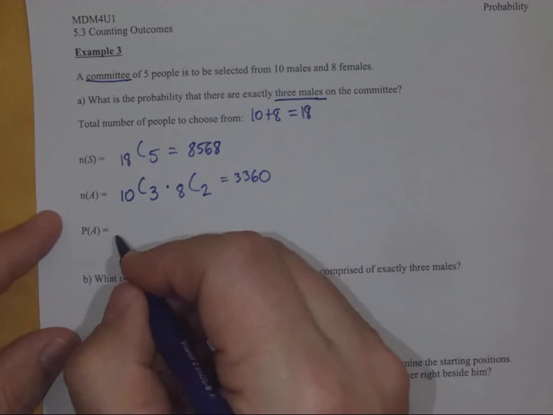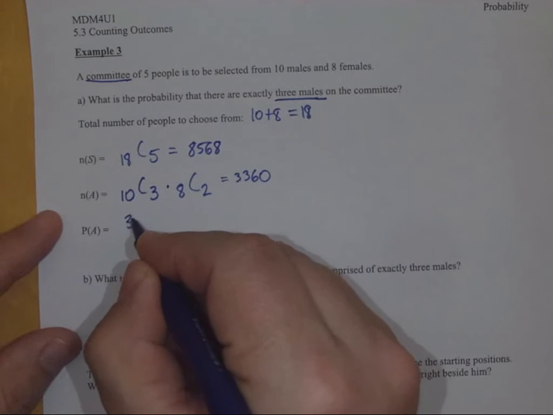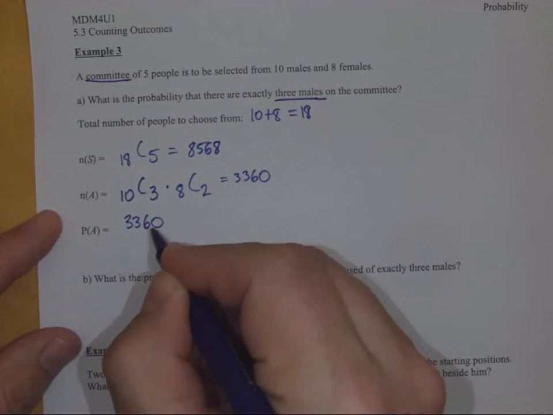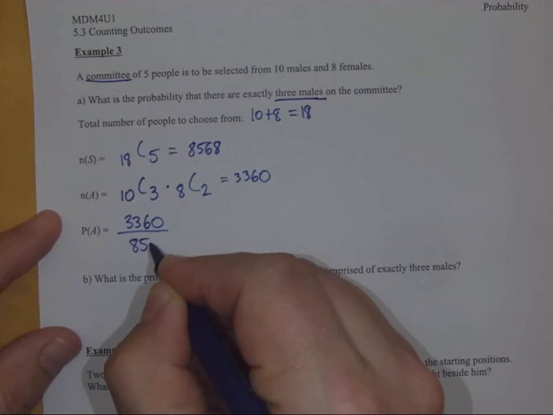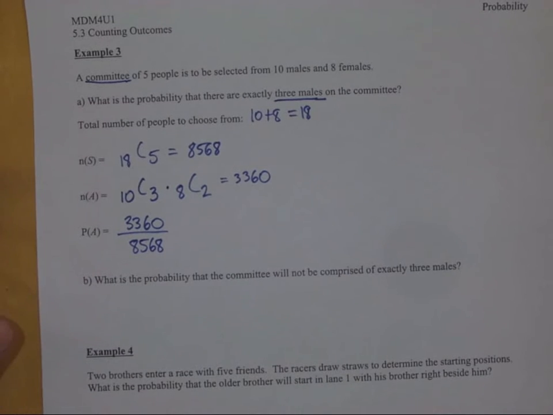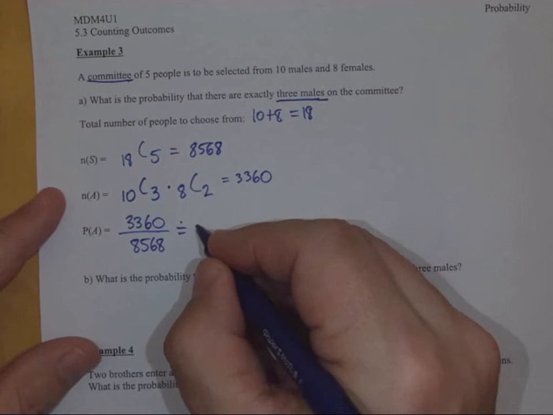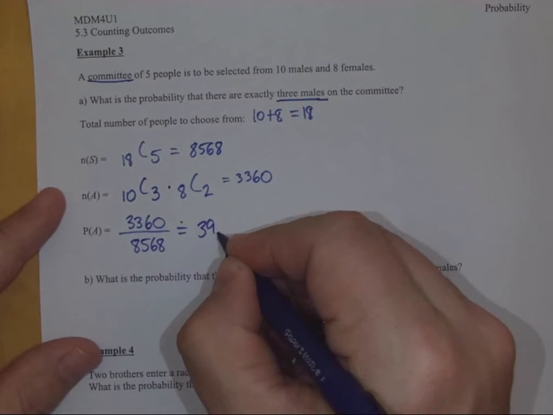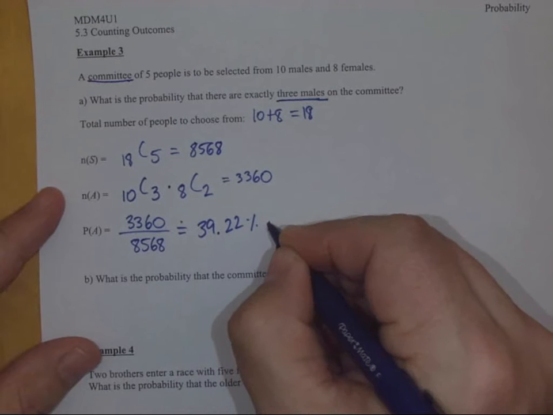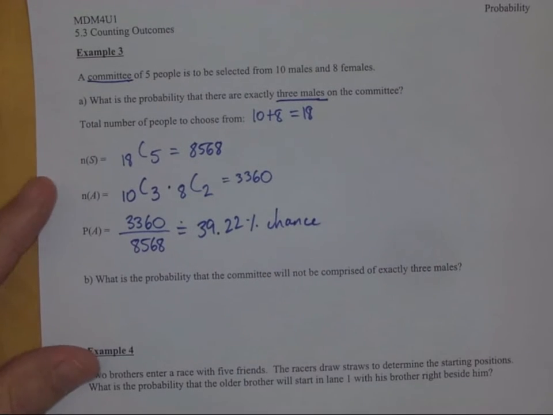Well, if this is the unrestricted total, and this is the number of ways that event A could happen, then the probability must be 3,360 divided by 8,568. And that gives me a grand total of approximately 39.22% chance of that happening.